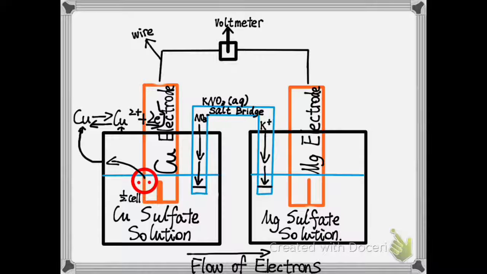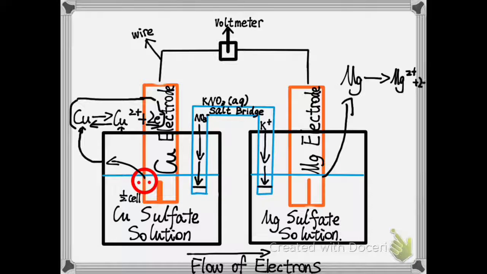And this whole equation, we call it a half cell. And the same thing happens here. Magnesium goes to Mg2 plus and also carries two negative electrons. And these two negative electrons react with another Mg2 plus and it becomes the magnesium.